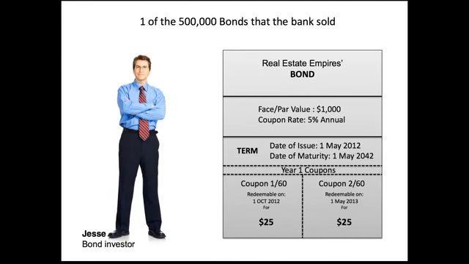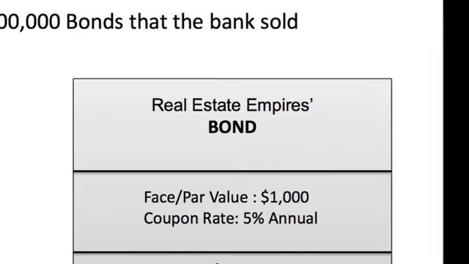Okay, so here's one of the 500,000 bonds that the bank sold, and it went to this investor named Jesse. And so as we look at the bond that Jesse's holding, we're going to start right at the top and work our way down. So at the top of the bond is simply the name of the real estate company that issued the bond. So this is the person who's responsible for ensuring that Jesse receives his coupon payments, and also whenever the bond matures, he's going to receive his $1,000.